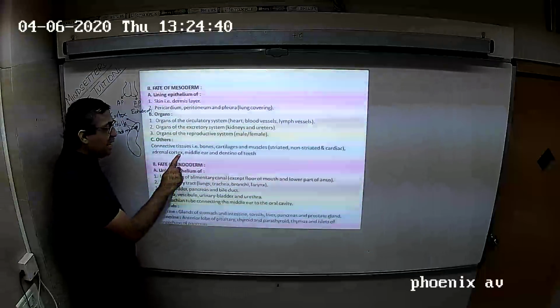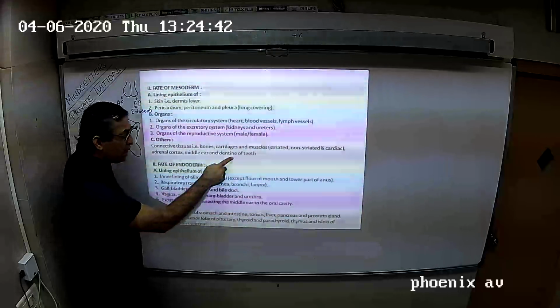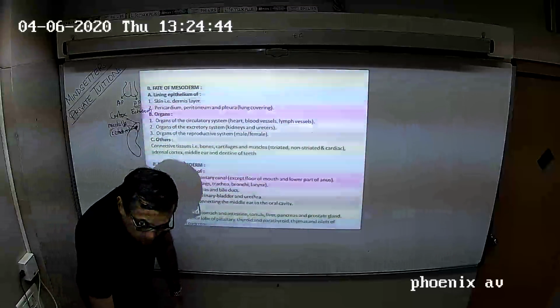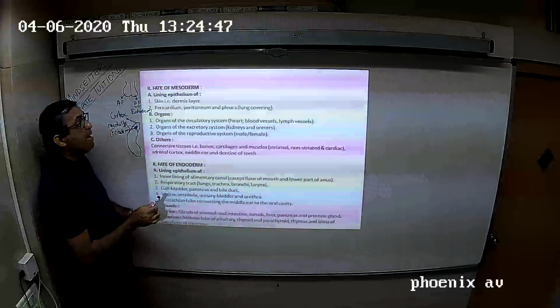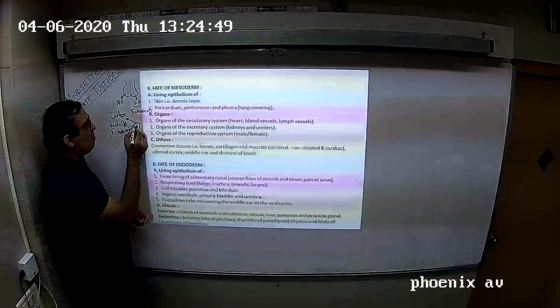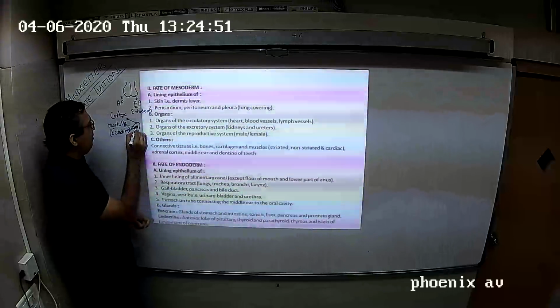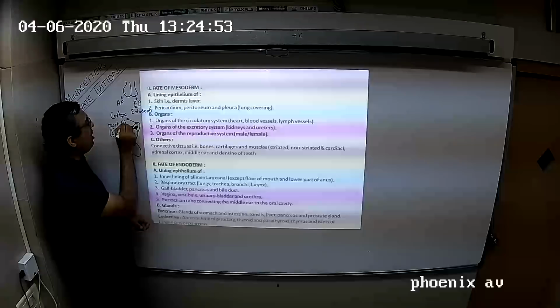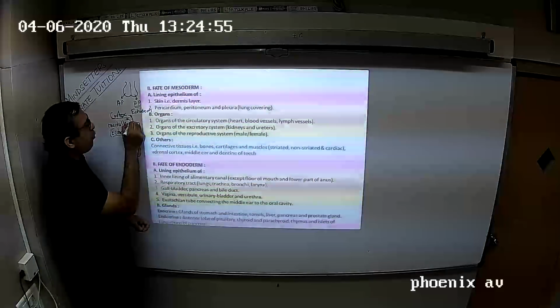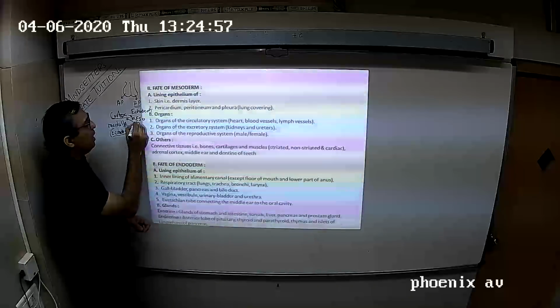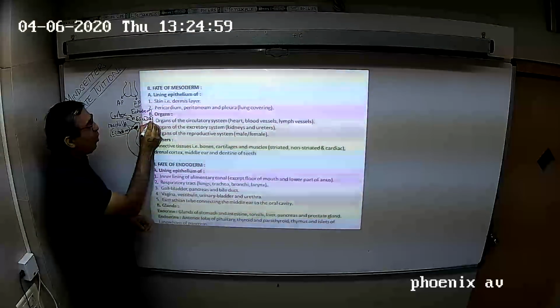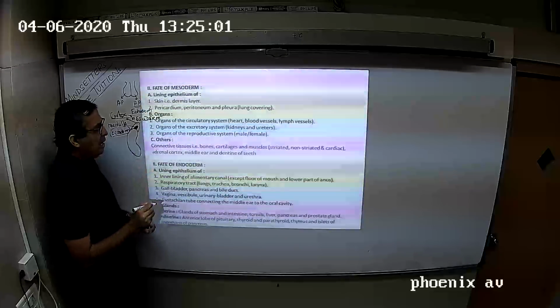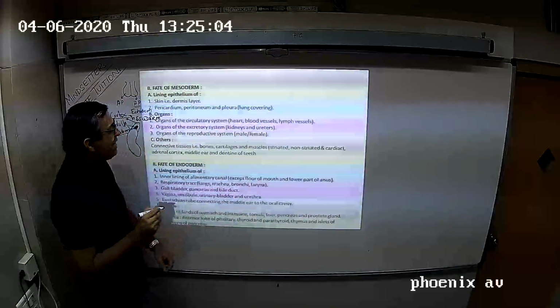And adrenal cortex, middle ear and dentine of the tooth develop from mesoderm. So adrenal medulla, we remember, develops from the ectoderm. Adrenal cortex develops from the mesoderm. And middle ear and dentine of the tooth.